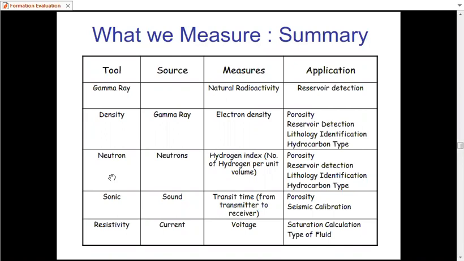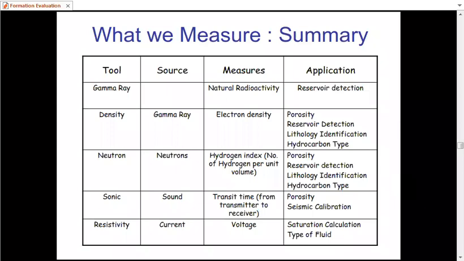The third type of open hole log tools is neutron. Neutron uses a neutron source and measures the hydrogen index, the number of hydrogen per unit volume, and the application of neutron log is in porosity determination, reservoir detection, also lithology identification, and hydrocarbon types.